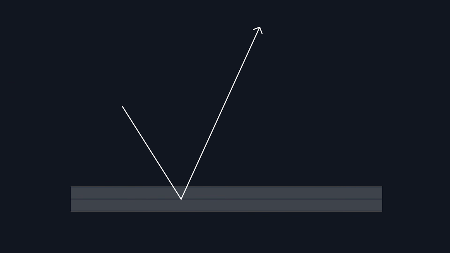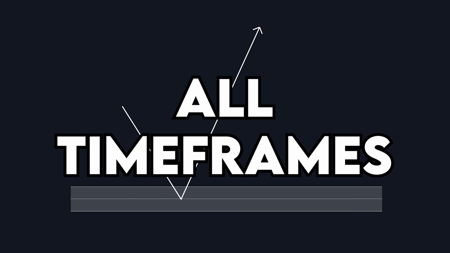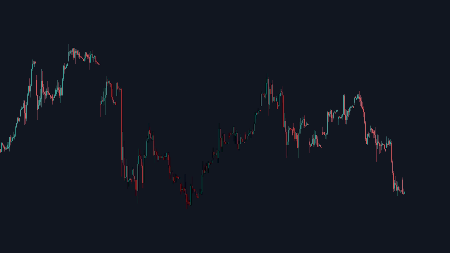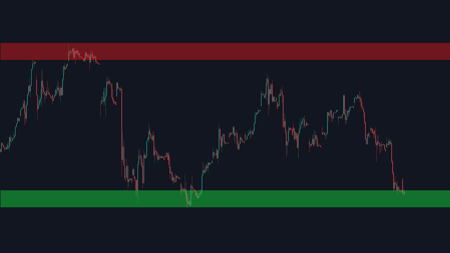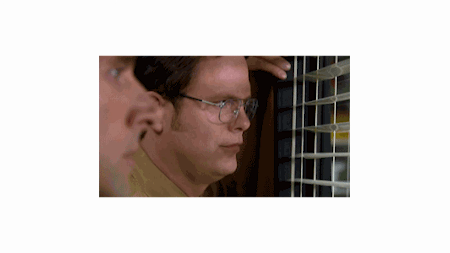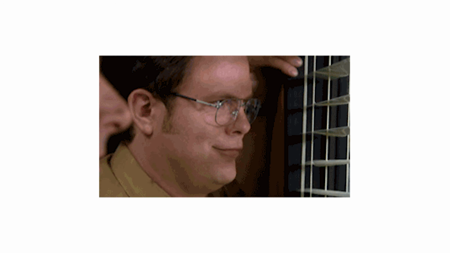Now keep in mind that risk entries will work on all time frames. Hell, you can even use them on the 1 minute if you really wanted to. Just know the higher the time frame you use risk entries on, the more accurate they will be. So that's the risk entry. But what if I told you we can add some more confirmation to this and make it even more accurate?